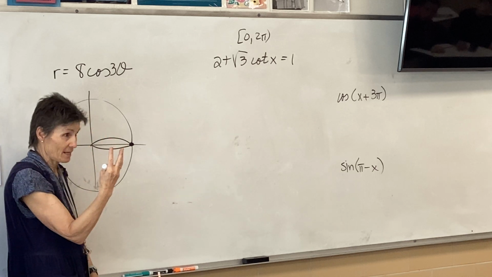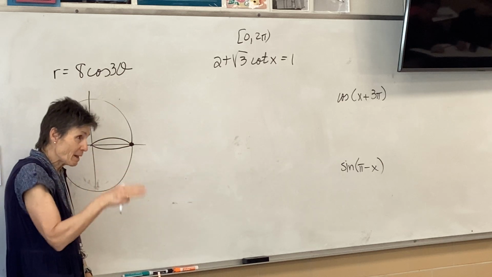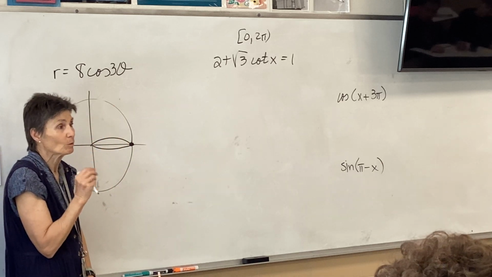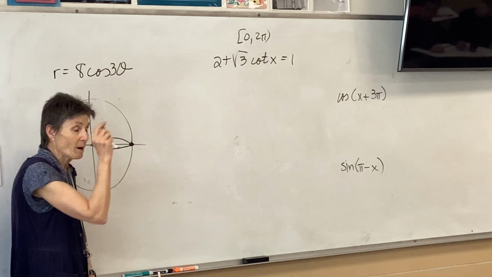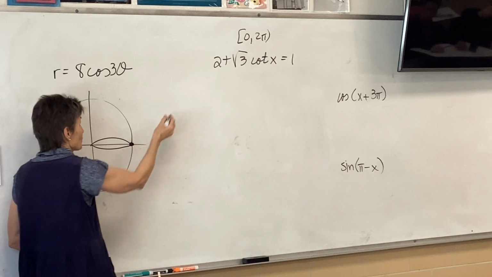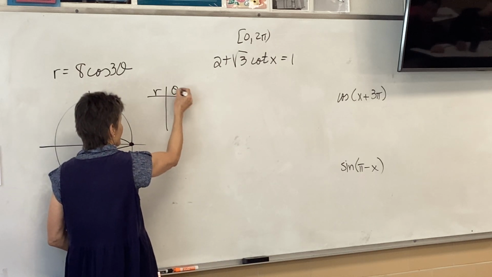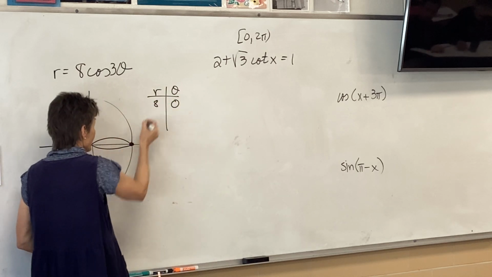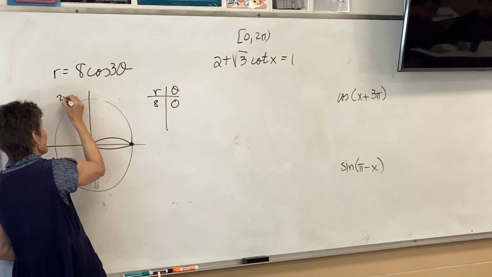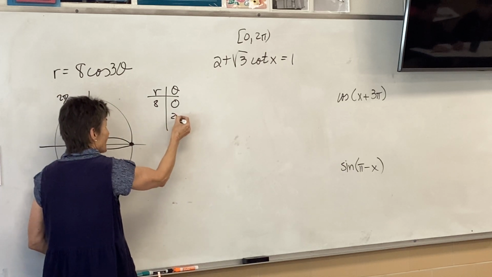There are 3 of them, evenly spaced. So how far apart will they be? 2 pi over 3. So if the first one is at 0, think of your ordered pairs. The first one is at 0, and it's out here at 8. The next one is going to be at 2 pi over 3. Would you agree with that?